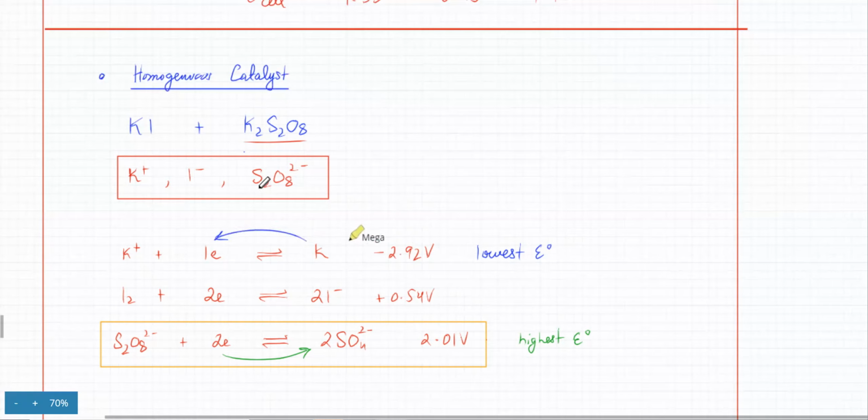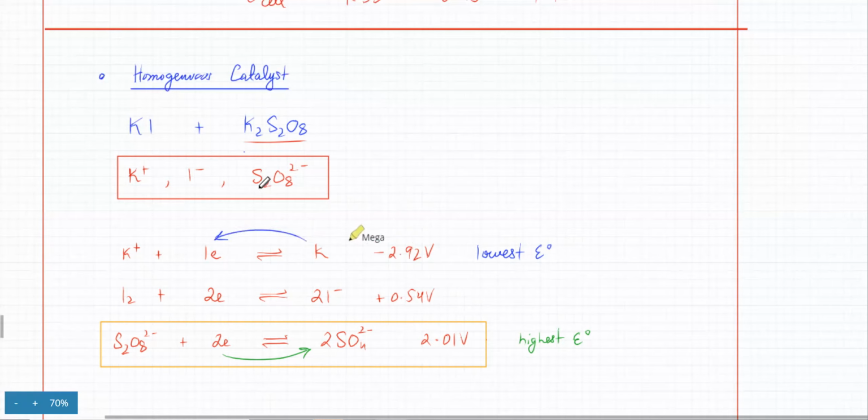So the remaining lowest E naught is this one, and it's going to lose electrons, and we do have I minus 1 in our reactants. So at the end of the day, it's S2O8 2 minus that's gaining electrons, and I minus 1 that's losing electrons. Let me circle this. Sara, is this clear to you? Yes, sir.